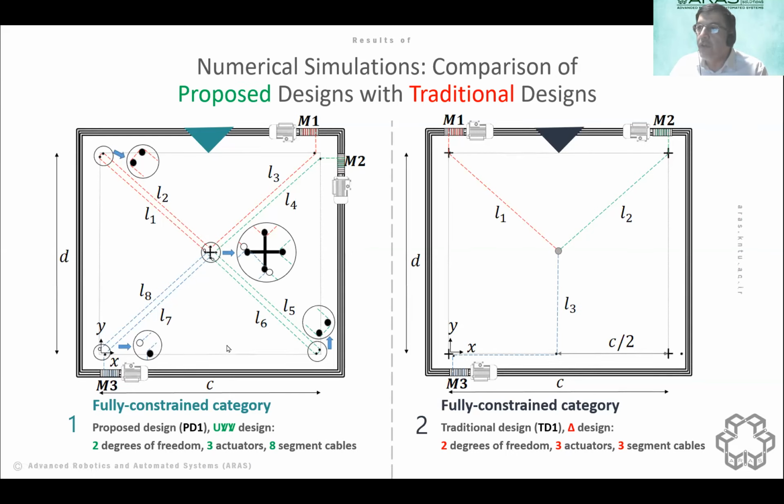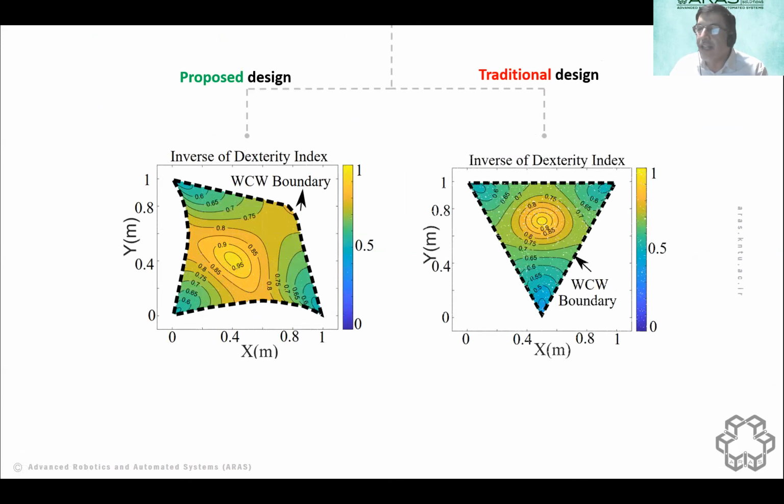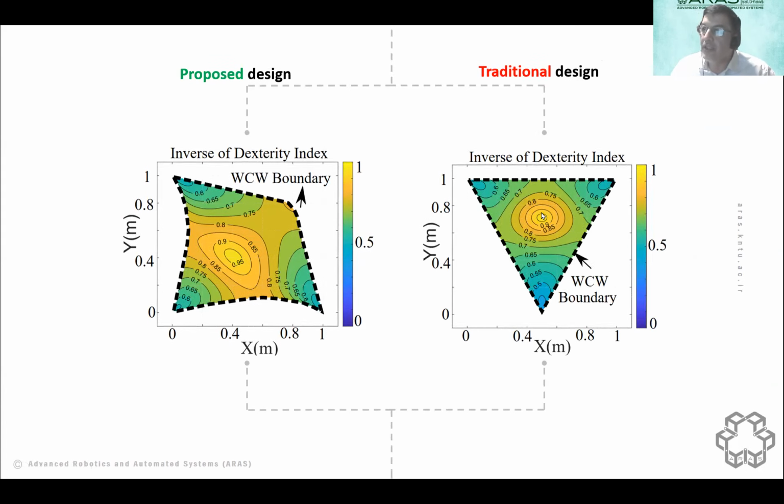And then we go through different cases. I will just give you some pictures; a picture gives more than 1,000 words. Here you can see this is the parallelogram case, and this is the simple case. Our workspace has been increased, not only the workspace, but the dexterity index of this design is getting much better than the traditional design.